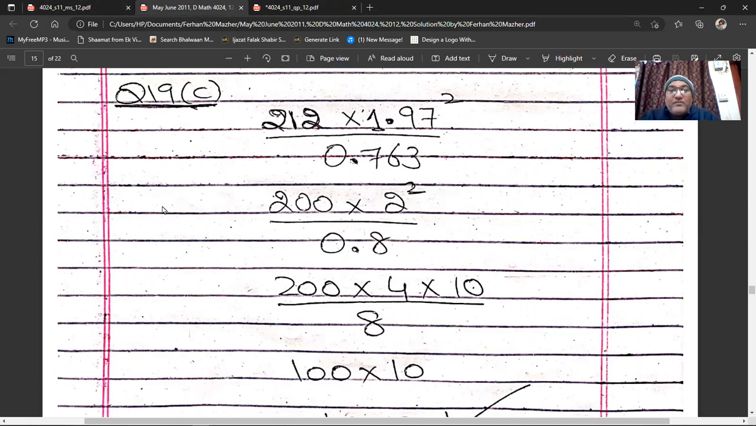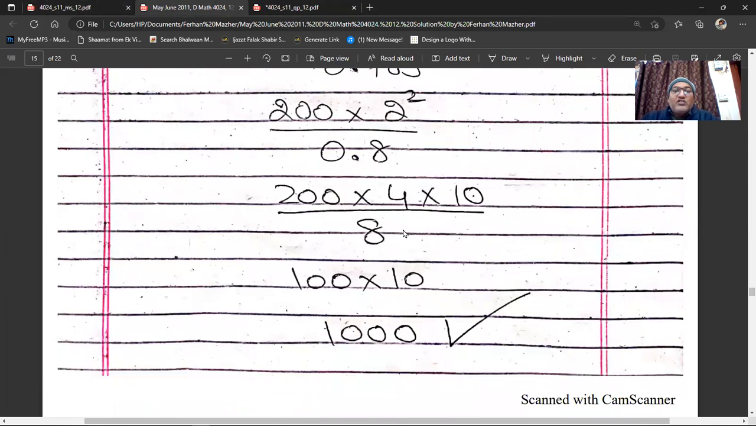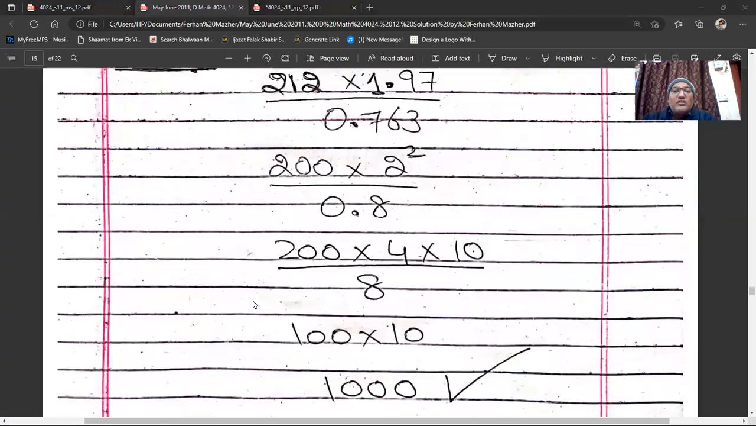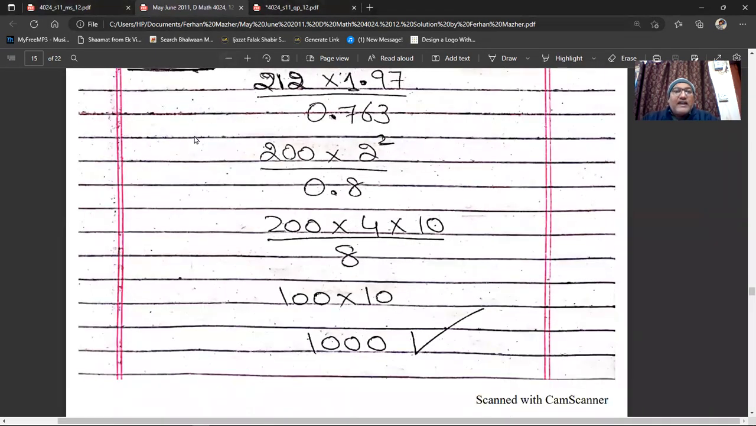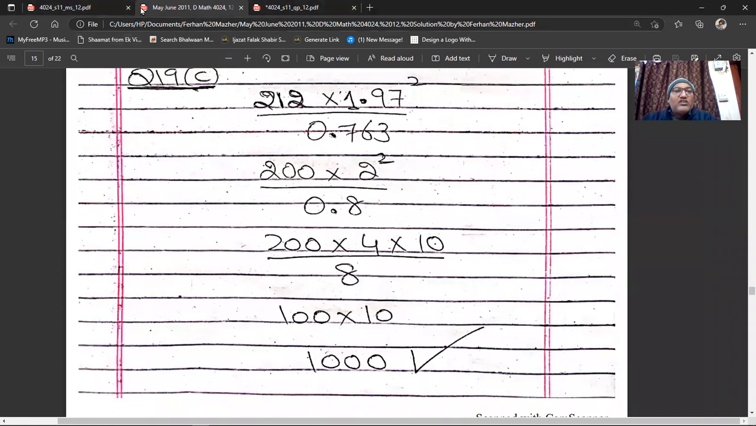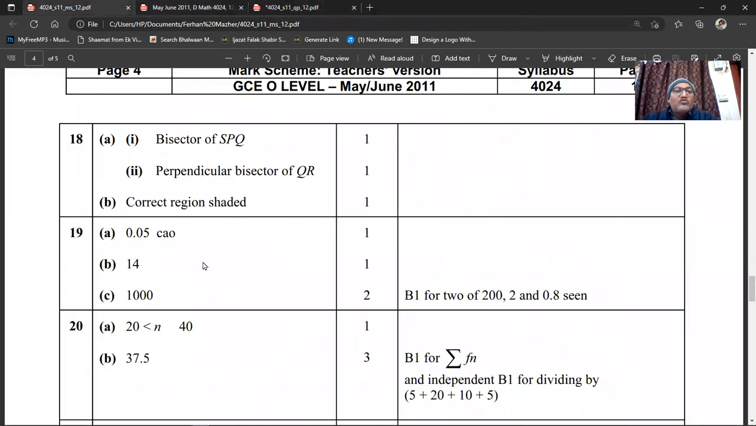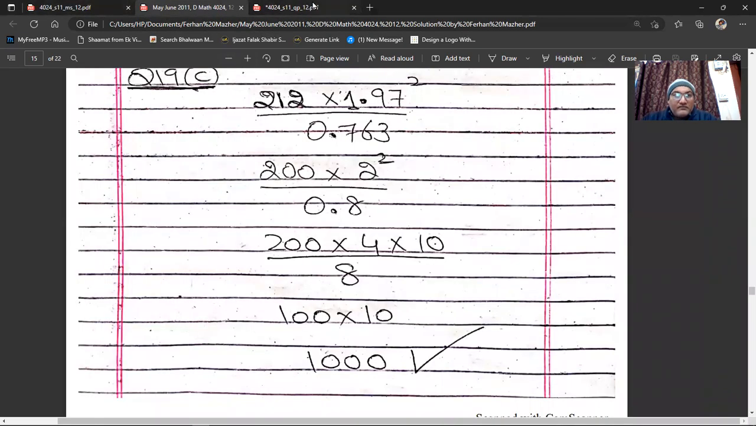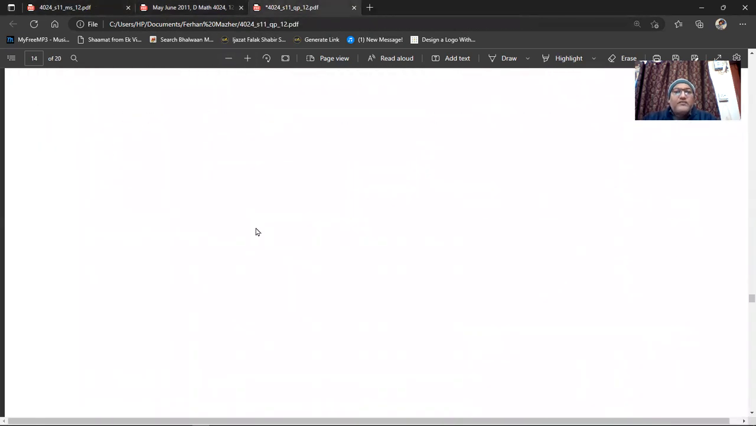So 200 multiply 4 multiply 10 divided by 8. I have removed this decimal, so that's why in the numerator I have multiplied with 10. So you will have 100 multiply 10, this 4, 2 times 2, 100 times, and 100 into 10, that will be 1000. So the answer is 1000. So let's check. 1000 is the right answer, sir.